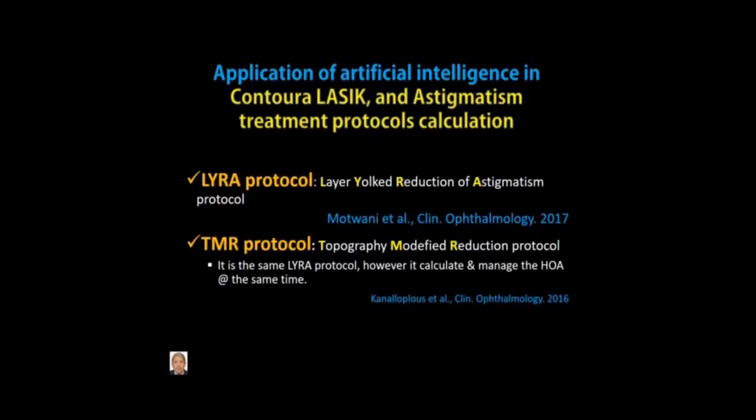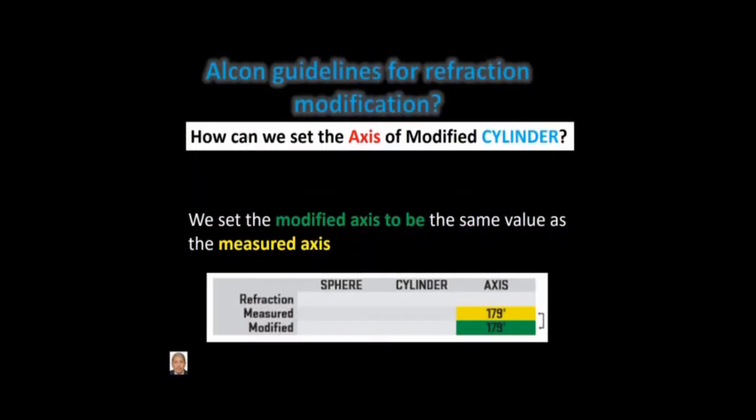Application of artificial intelligence in Contour LASIK and astigmatism treatment protocols calculation, like LIRA and TMR astigmatism treatment protocols. Alcon guidelines for refraction modification. How can we set the axis of the modified cylinder? We set the modified axis to be the same value as the measured axis that is calculated from the raw topography data exported from the Vario or Oculyzer machine to the Allegretto machine.